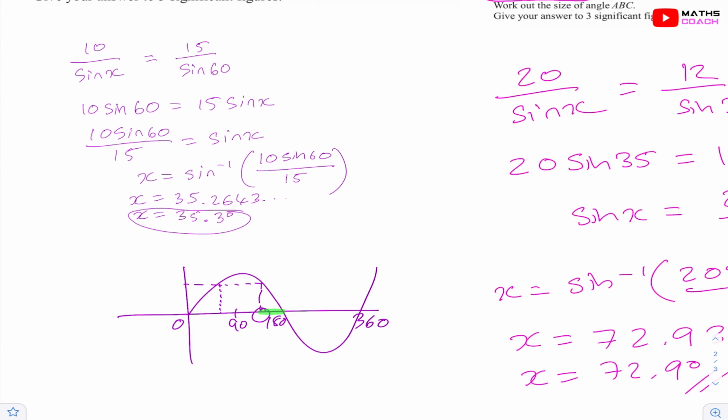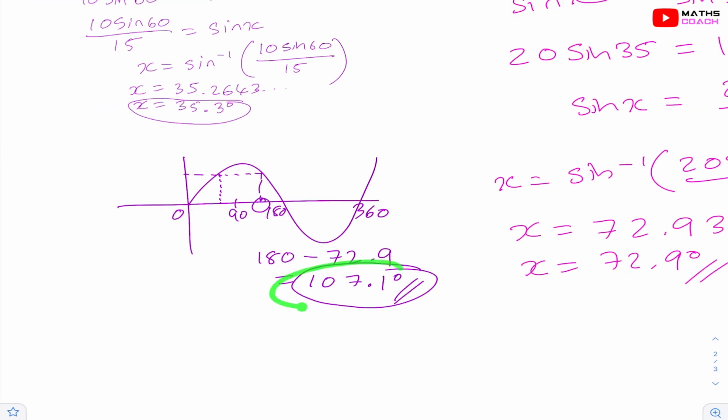So we can just do 180, which is this point right there, take away this amount right there, and this amount is identical to this amount, which is 72.9. So we can find our value by doing 180 take away 72.9, and the value that we want is therefore 107.1 degrees. However, once again, you have to give your answer to 3 significant figures. This is clearly not 3 significant figures, so we just want 107. So therefore the answer is 107 degrees.